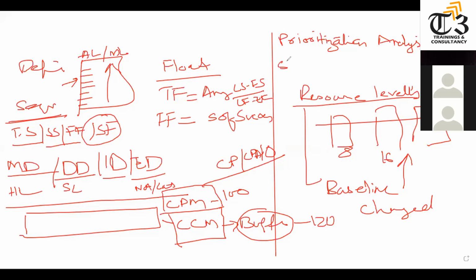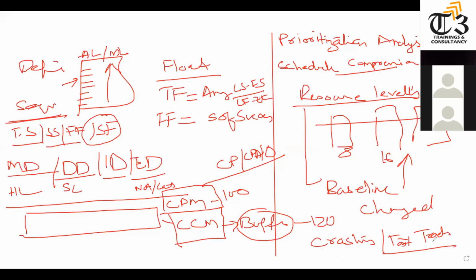We call it schedule compression. Once it comes to schedule compression, schedule compressions are of two types. Number one, crashing, or fast track. In crashing, we can add more resources on the critical path activities to finish the project early or to reduce the time. Or if we don't have money, we will start doing the activities in parallel. We call it fast tracking.